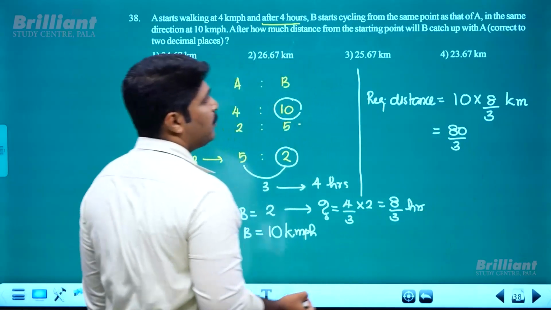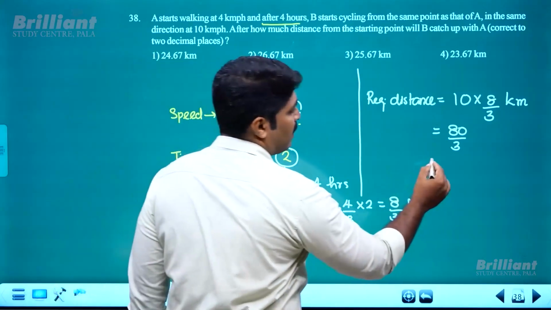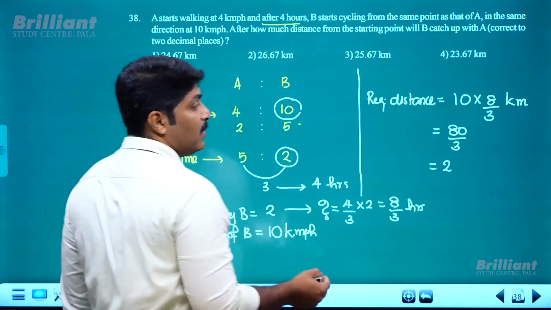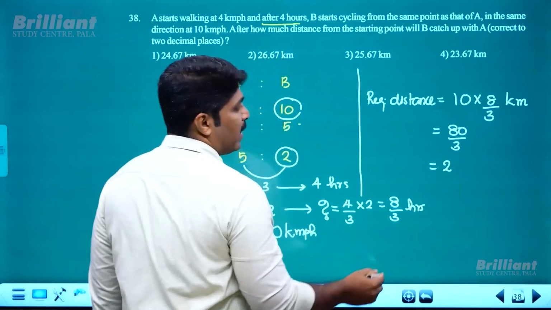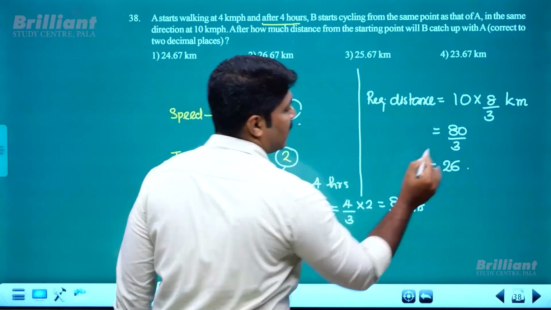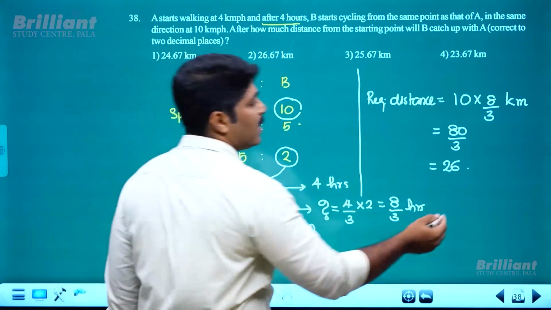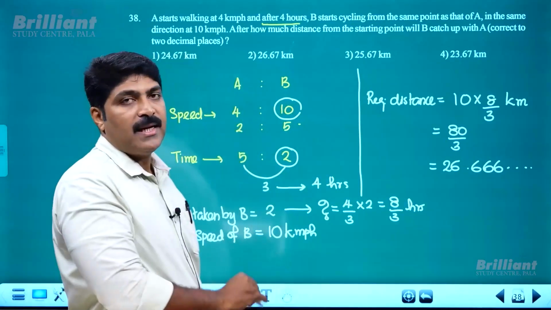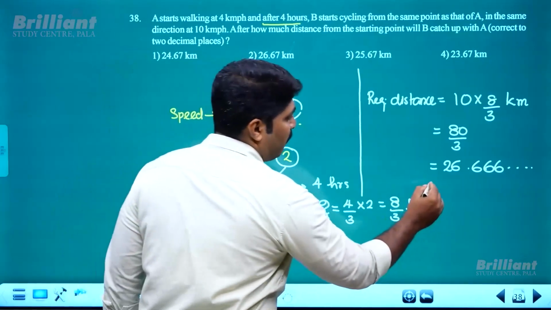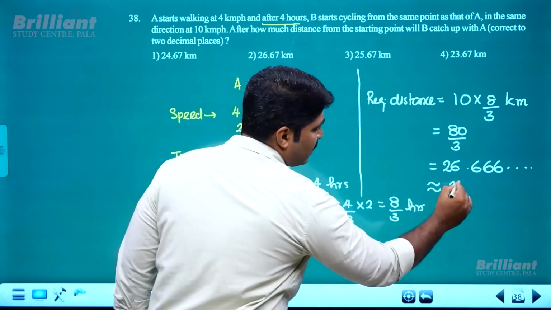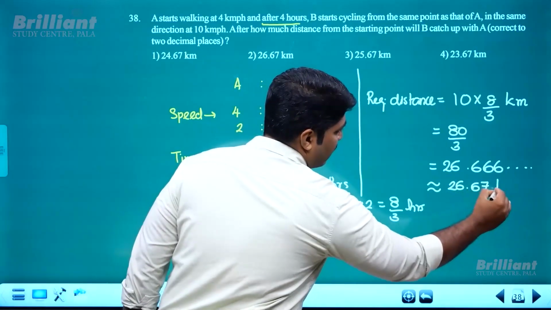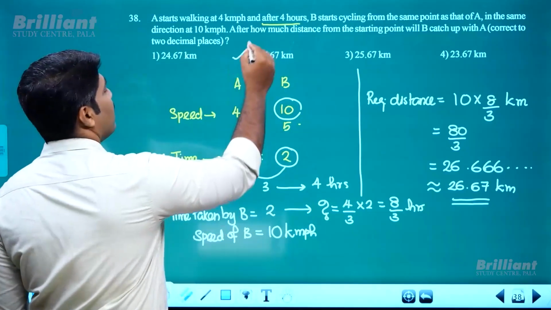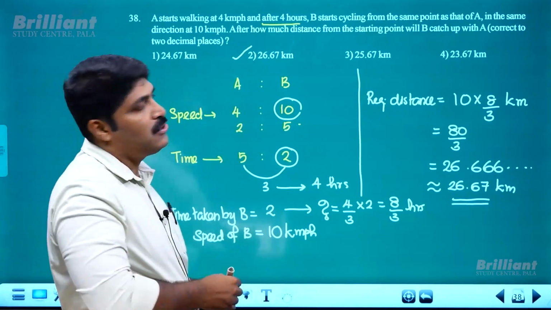So 80 by 3 you can do directly. Here we know that 2 times 3 equals 6. Remainder 2 is there, 20. So 6 times 3 is 18. Again 2 is there, 20, that is 6, and so on. So that's a recurring decimal. Then we can round it up as 26.67 kilometers. 26.67 kilometers. Hence the answer is option 2.